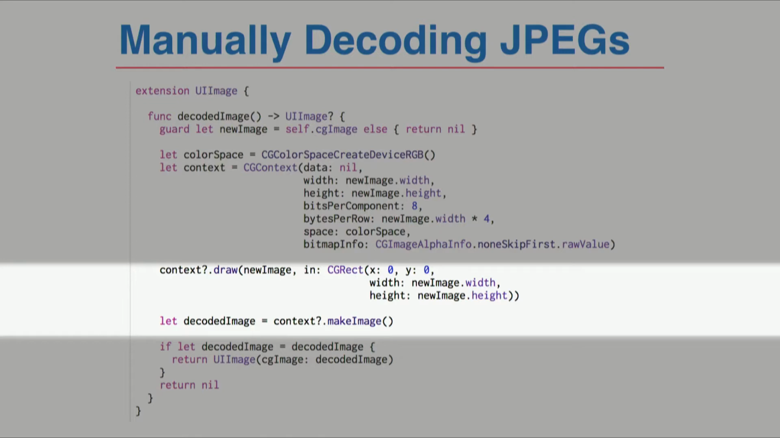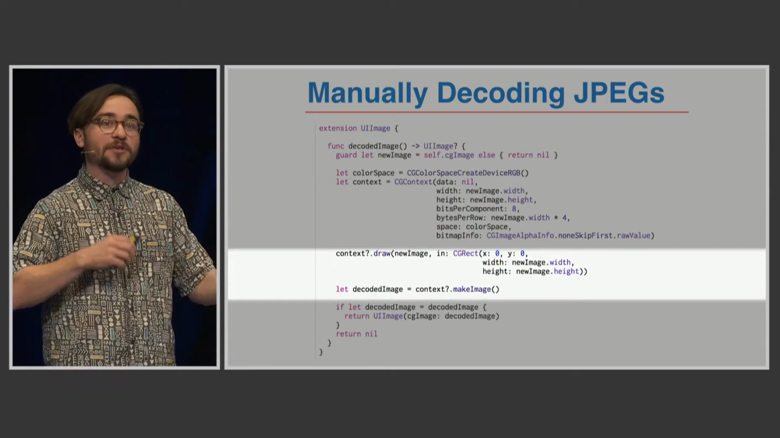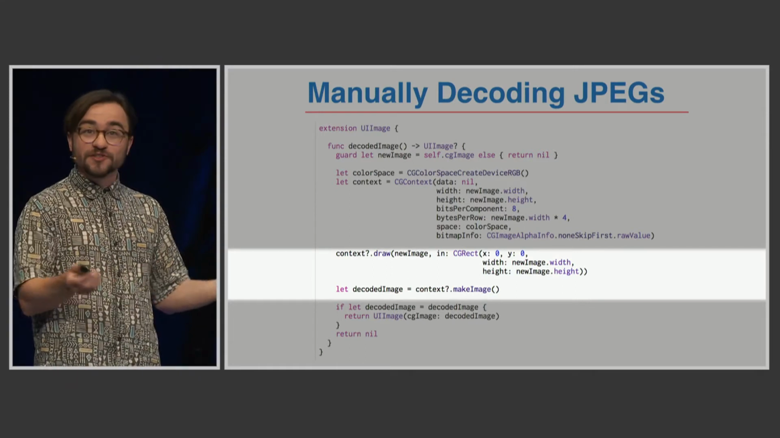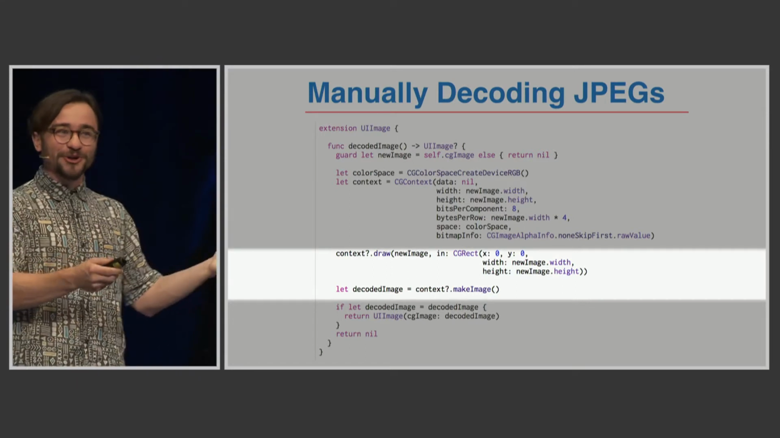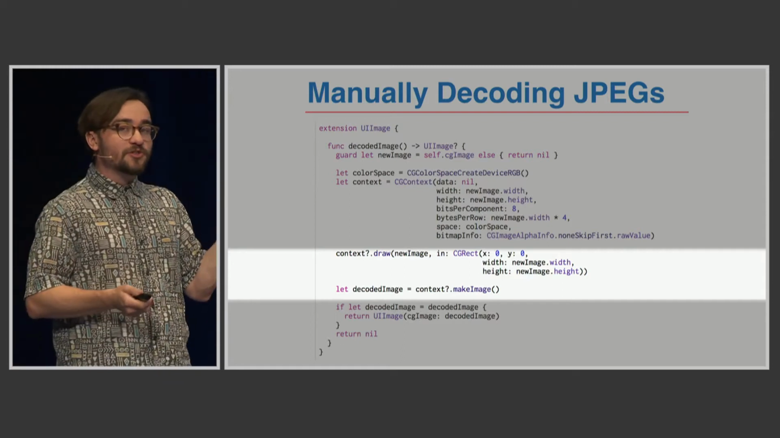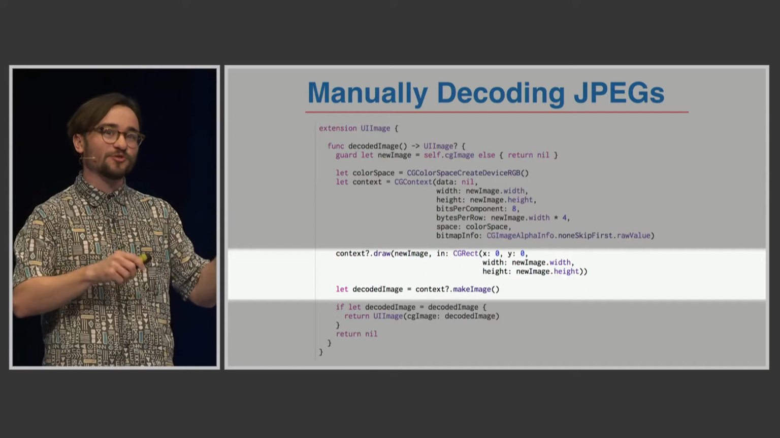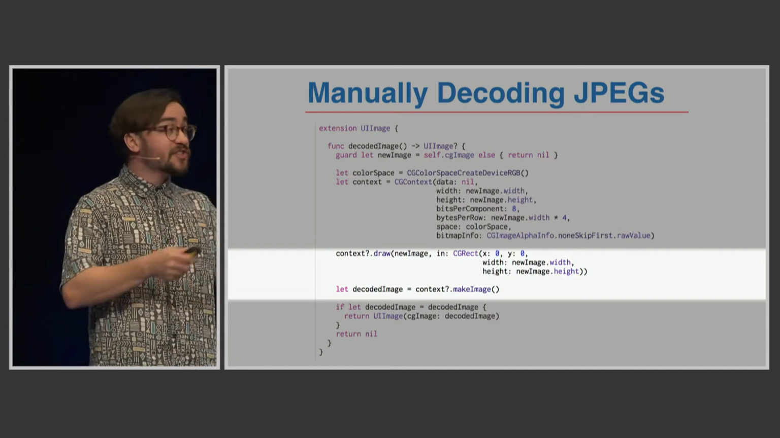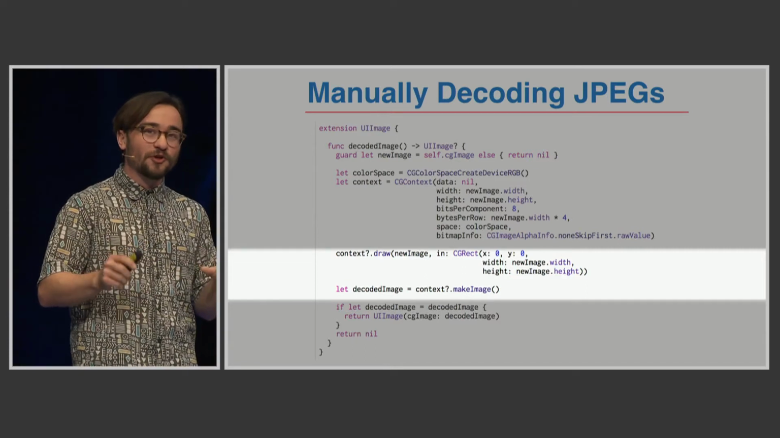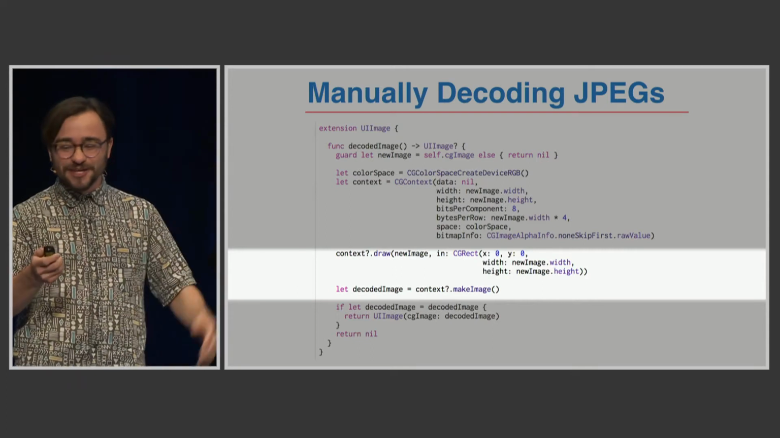The interesting thing about these decoded images is they look just like a regular UIImage. There's actually no API way to say, oh, is this a decoded image or a regular non-decoded image? So you do have to keep track of this yourself. Like, I tend to keep a cache and map old images to decoded images. And these images also take up a lot of memory. So you want to be careful not to accumulate a ton of them and kill your app with memory pressure.